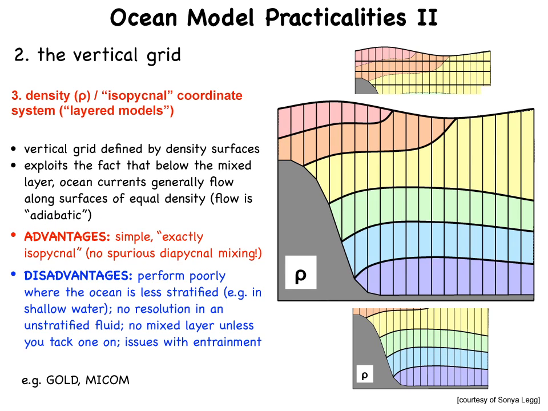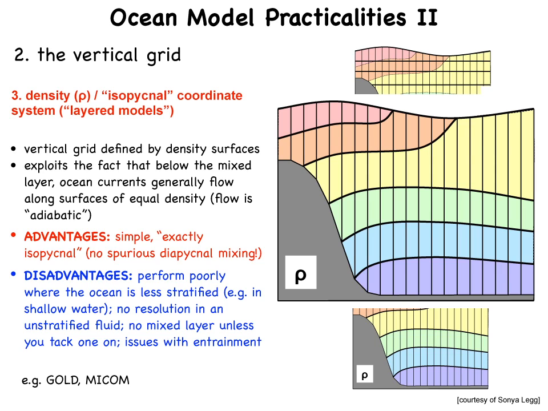All right, and then the final coordinate system, which is one of my favorites, is what's called a density or an isopycnal coordinate system. Sometimes people call these layered models. Essentially, instead of making the vertical coordinate system defined by depth, we'll define it by density layers. And you can see that pictured over there. This really exploits the fact that below the mixed layer, the ocean really likes to follow density surfaces. So it's sort of a natural vertical coordinate system for the ocean interior. So the advantage is that it's relatively simple and it's exactly isopycnal, right? So we don't have this problem now with vertical levels cutting across density surfaces.